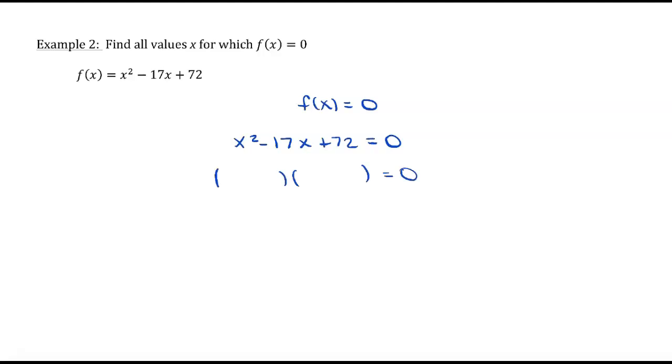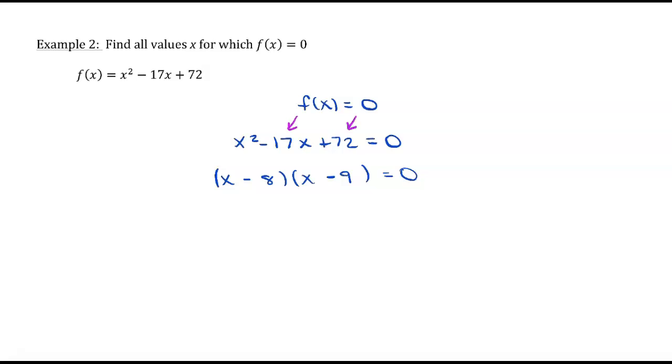With a leading term of x squared, we know that the variable term for each of these binomial factors will simply be x. Now we need to find two values that have a product of 72 and a sum of negative 17. Since these two values will have a positive product but a negative sum, we need both values to be negative. The two values that will work in this case are negative 8 and negative 9. Negative 8 times negative 9 is positive 72, and negative 8 plus negative 9 is negative 17.